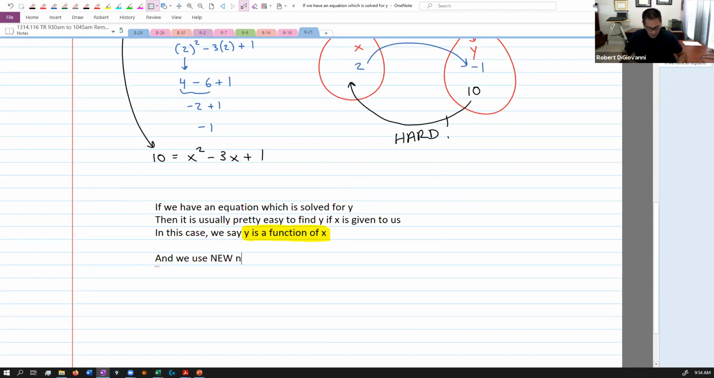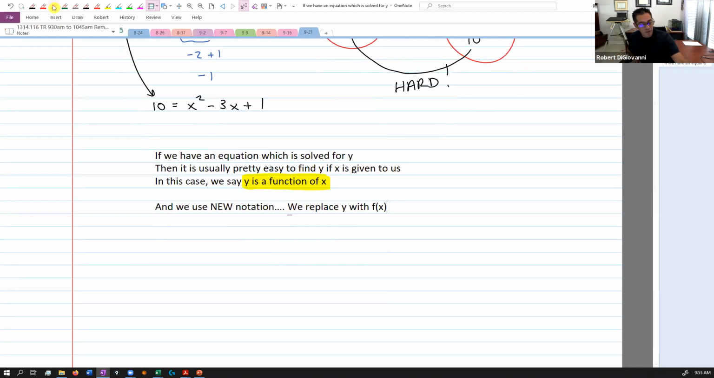new notation. So here's the notation. We replace y with this symbol. I know a lot of you have seen this: f with a parenthesis and an x inside. Let me show you this in action. If we have the problem that I had before, 3x plus 1, then this is solved for y, so I can say that y is a function of x.